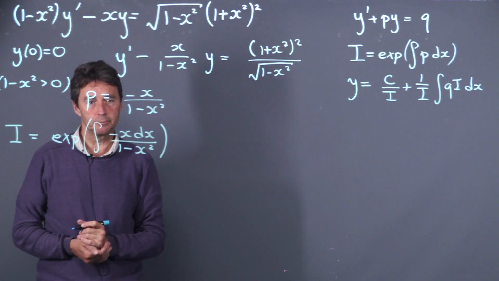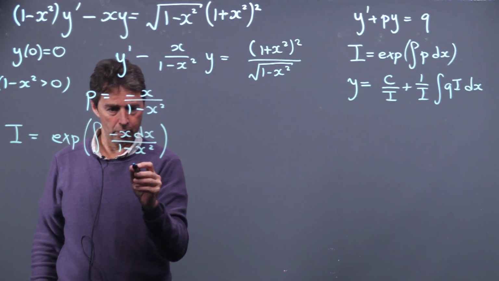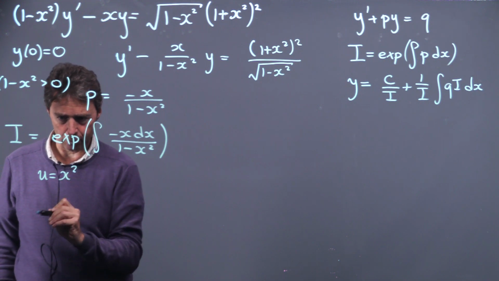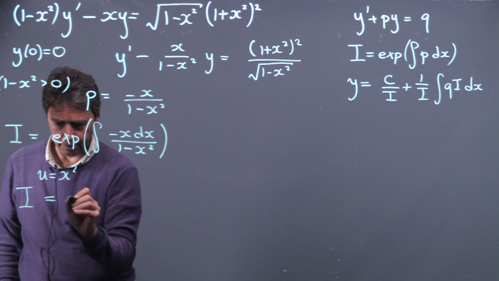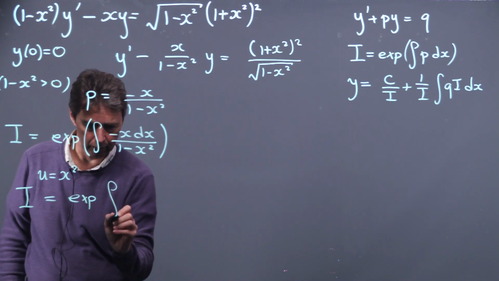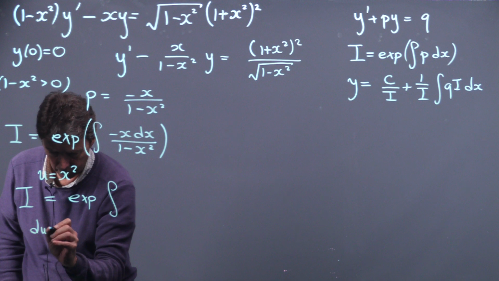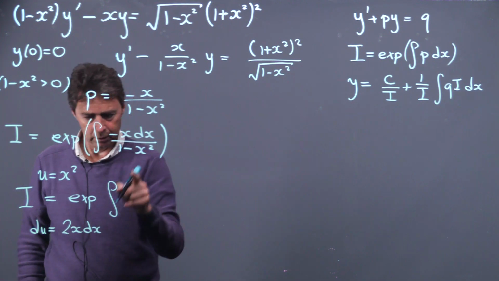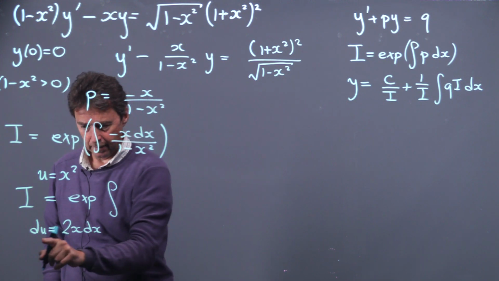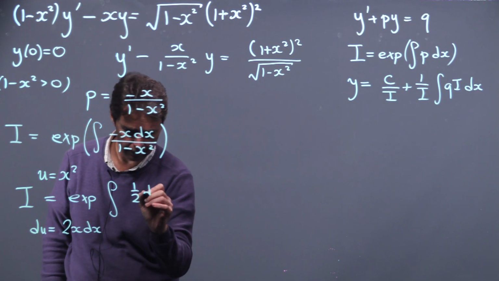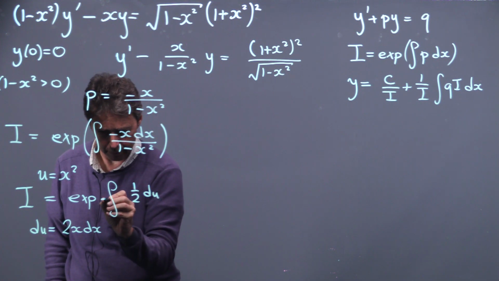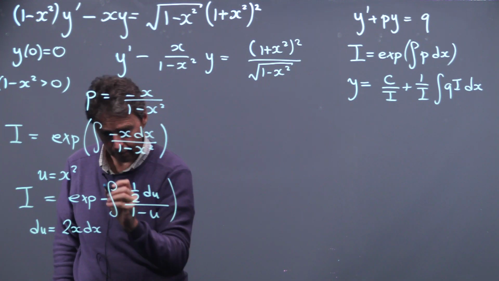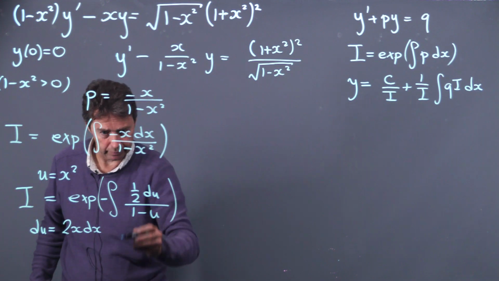And exponentiate it. To do that integral, it's helpful to use a substitution: u = x squared, so I is the exponential of the integral. Now du = 2x dx, according to that substitution, so x dx is 1/2 du. I should remember the minus sign. And then there's a 1 minus u. So that's that integral, and at this point I can do it.